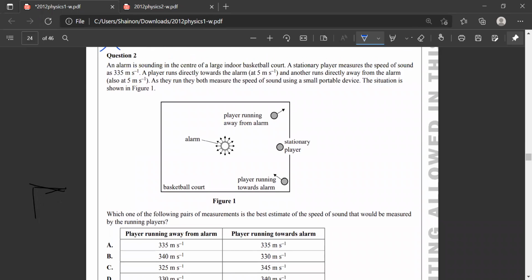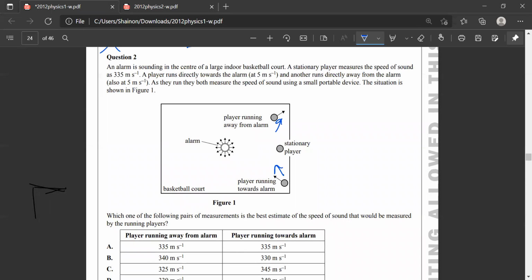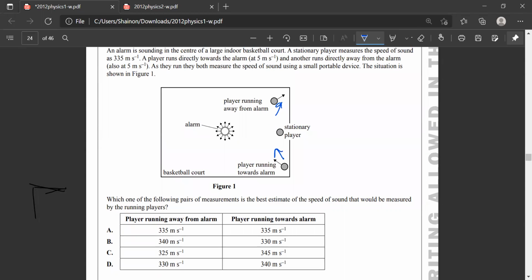And with this one running away from him, this is running towards. So it's dependent on the medium. If it's going towards, then it will have a greater speed of sound. Running away, you have less, so 335 plus 5 is 340, so we're running towards, so then it should be D.